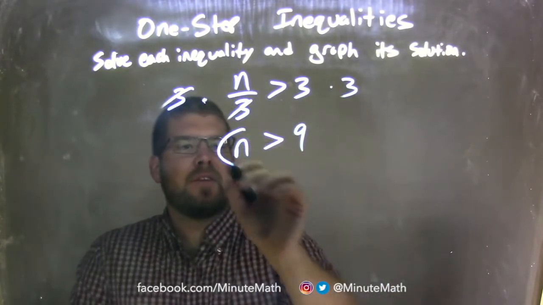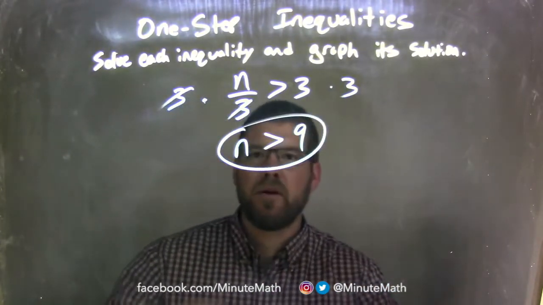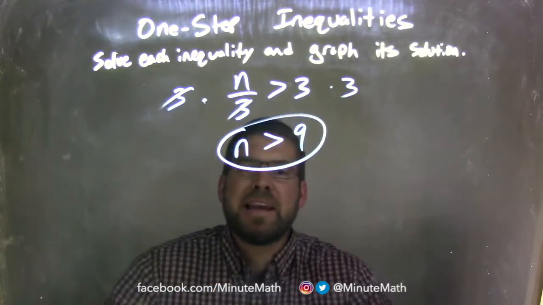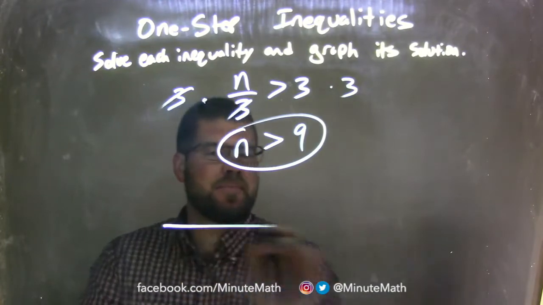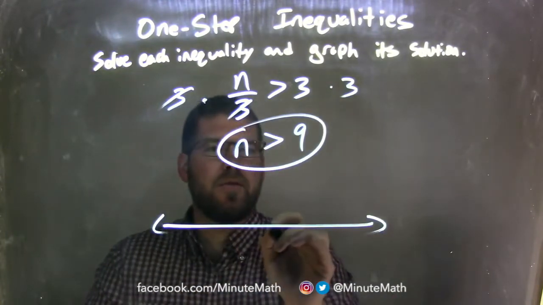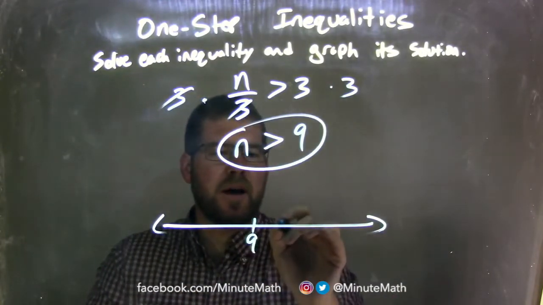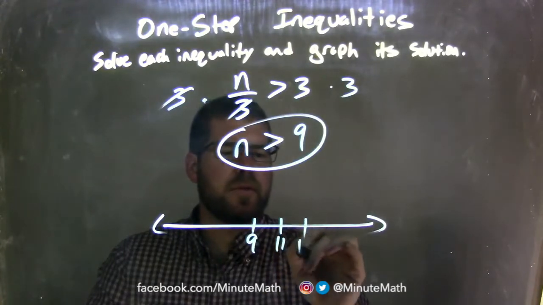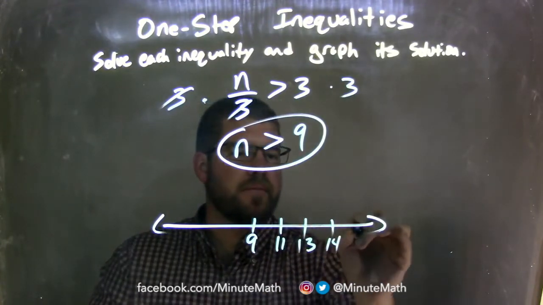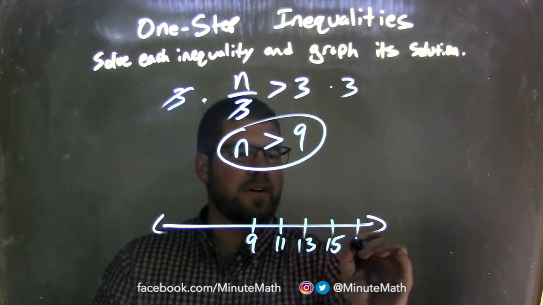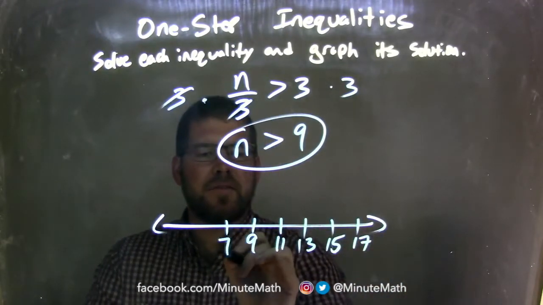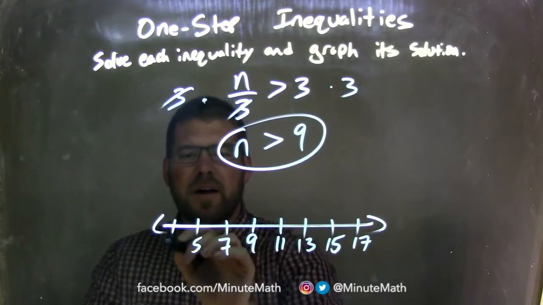n by itself is isolated. Fantastic. That's great. So we have n is greater than 9 right there. But now I need to make a graph that matches this, right? So we make a graph here. Start with 9. We have 9. Let's go by 2s. 11, 13, 14. It's not by 2, Sean. 15. Go with the odds. 17. And then we have 7, 5, and 3.